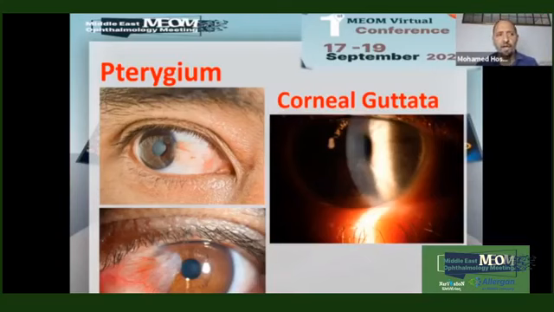Compartmentalization of the eye, I think, is important to decrease the severity and the frequency of allograft rejection episodes.